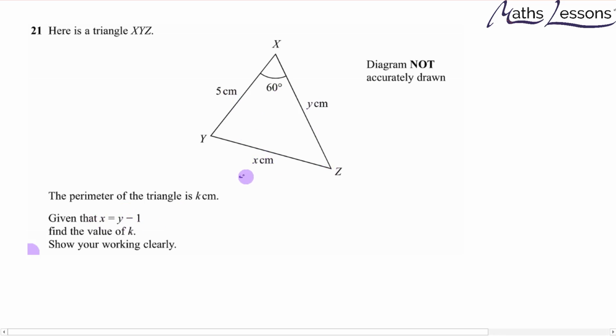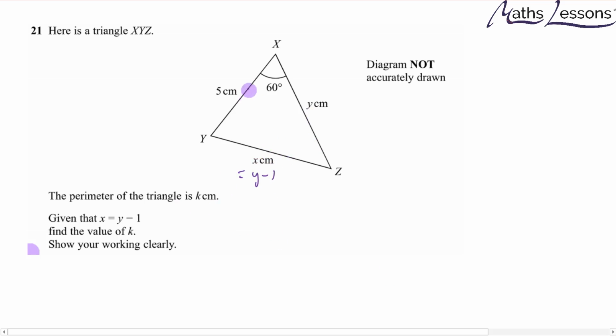So I can write straight away that that's Y minus 1. That makes life a little bit easier, because then I've got a side, an angle, a side, and a side, and I've only got one unknown, it's y. So if I use the cosine rule, because it's the best one I've got, then I can actually get an equation in y and try and solve it. And once I've found y, I can then find x, and then I can find the perimeter.